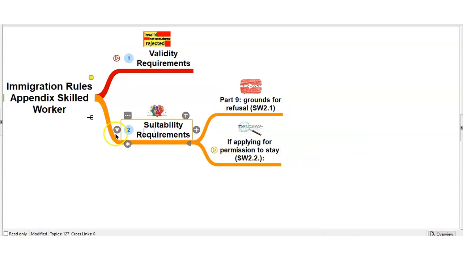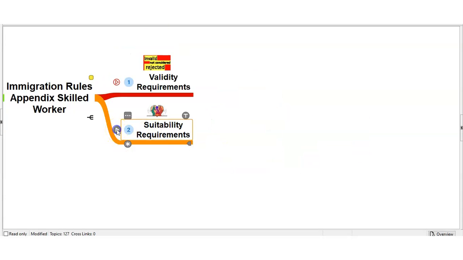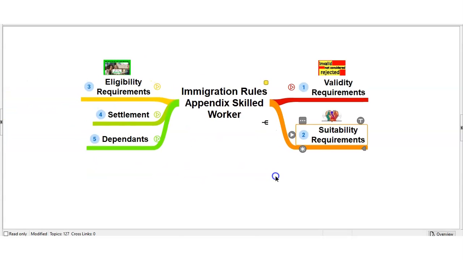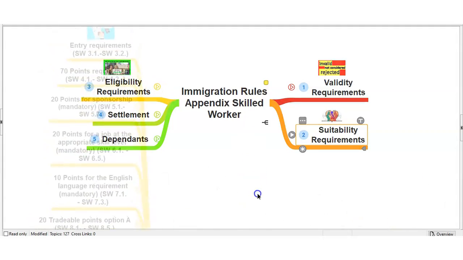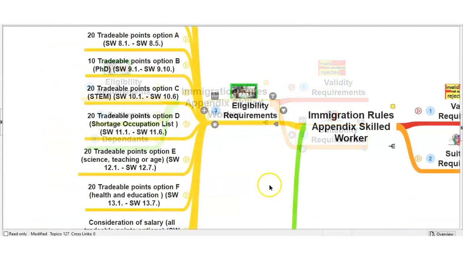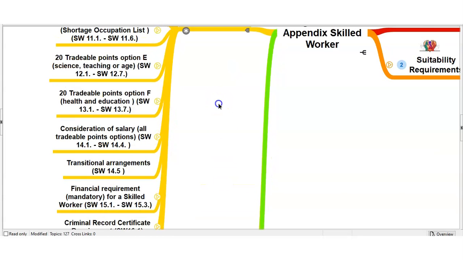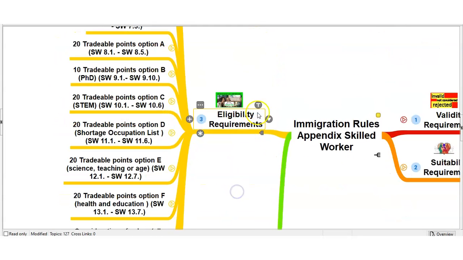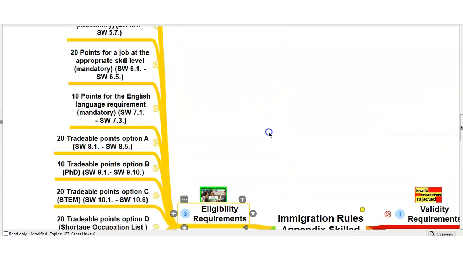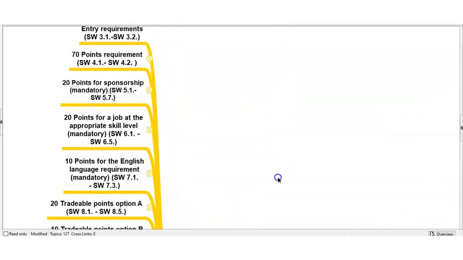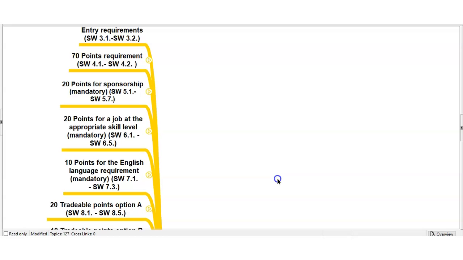So these were our suitability requirements. Now I would like us to have a look at the eligibility requirements. Guys, there are many provisions. I do not want you to get discouraged, because I promise you, if you stay with me until the very end of this video, you will be very clear on the eligibility requirements and what they mean.